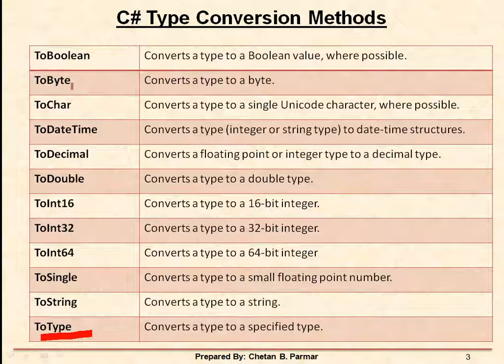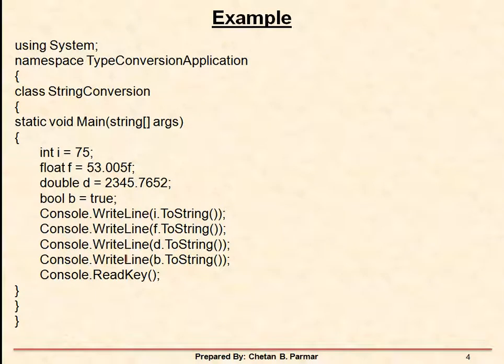If you convert any type of variable into string, it is ToString. If you want to convert into integer 64-bit, it is ToInt64. So it is very easy to remember: "To" and then the type you want to convert to is present here. Okay, let's discuss this with a simple common example.